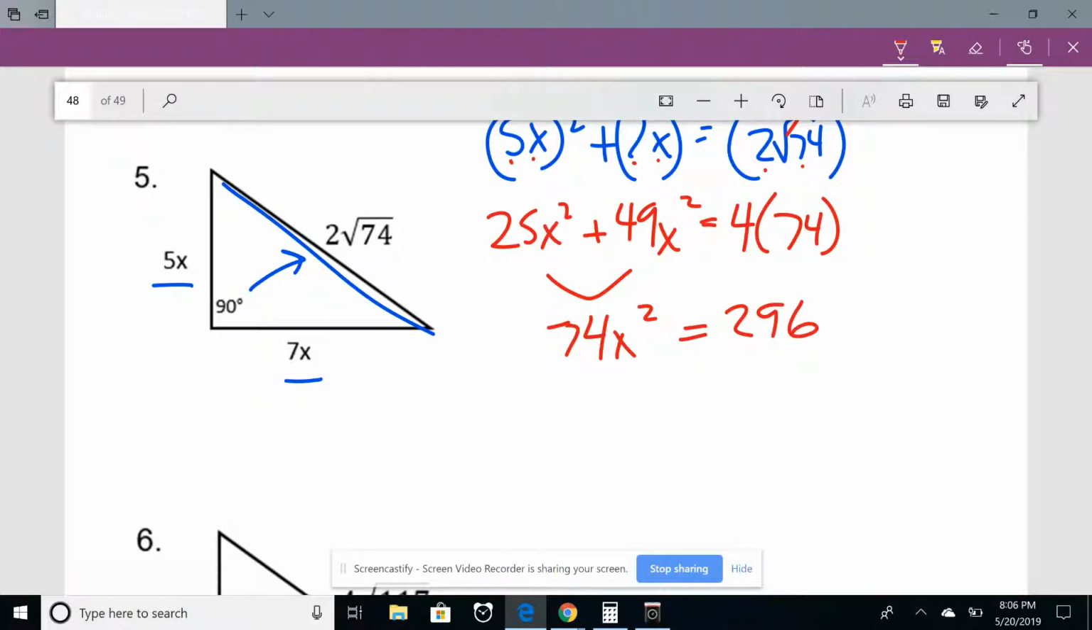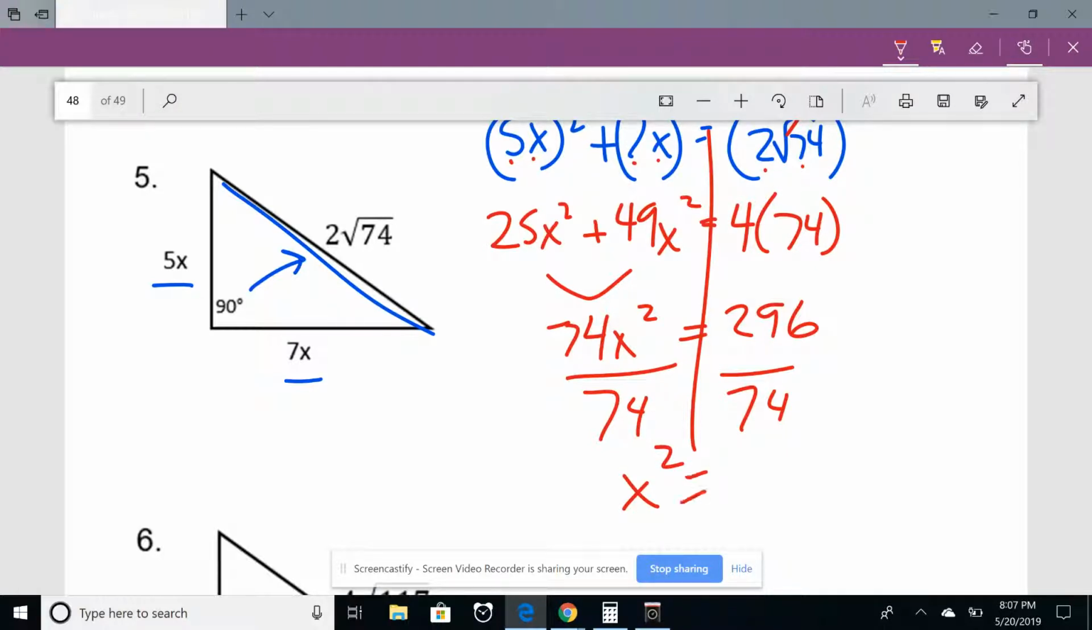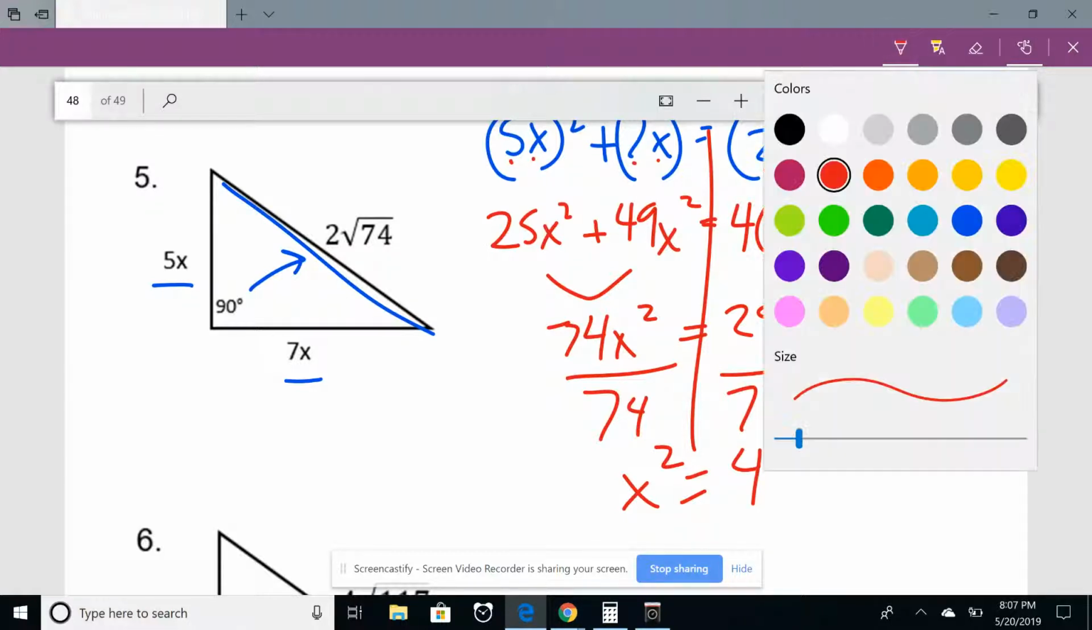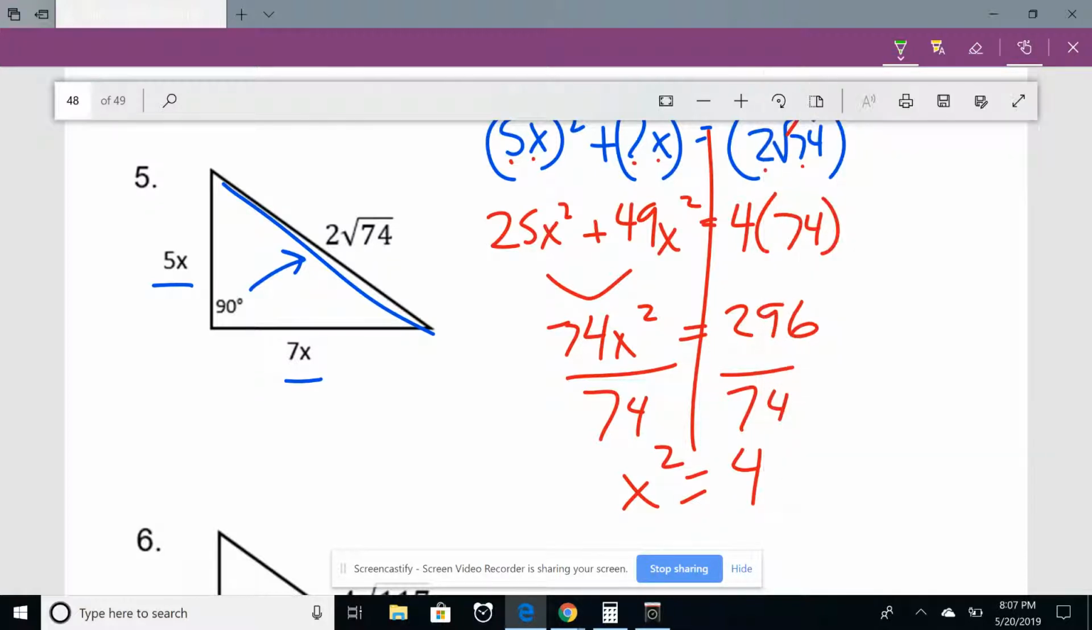All right. Divide both sides by 74. And you get x squared is 4. Divide both sides by 2. No, square root. What am I talking about? Opposite of square is square root. So we have my x is exactly a perfect square, which is 2.